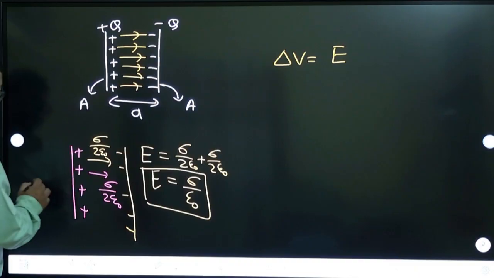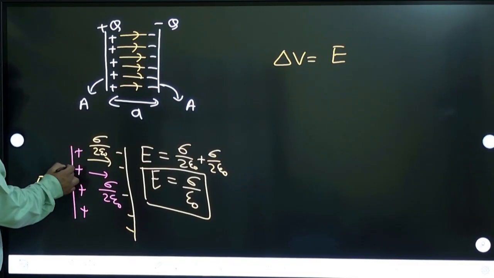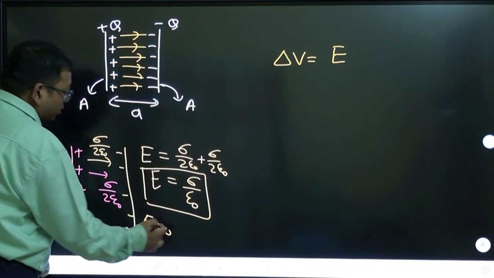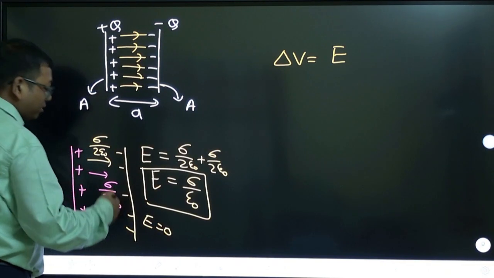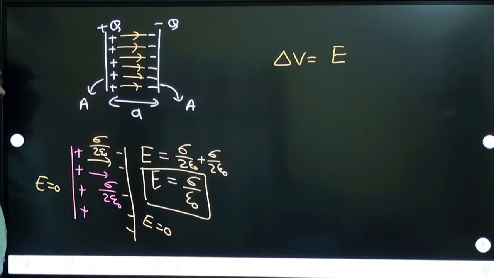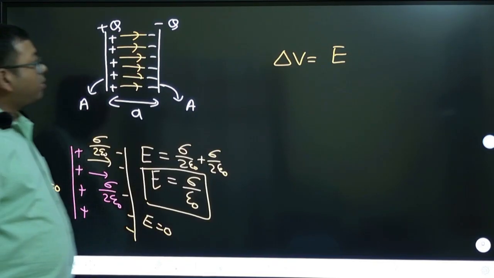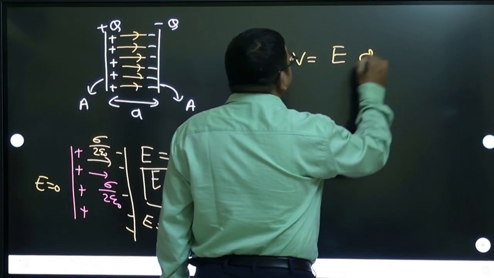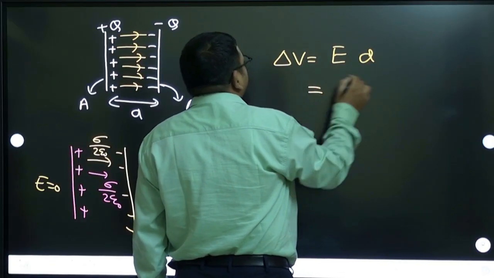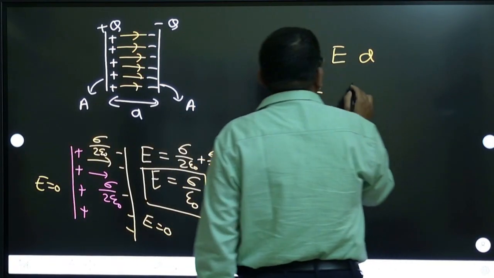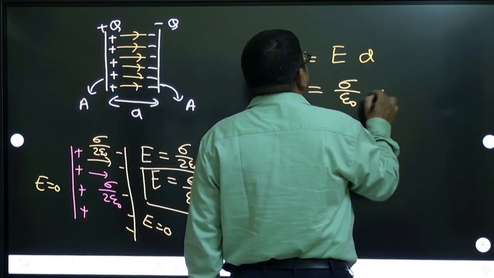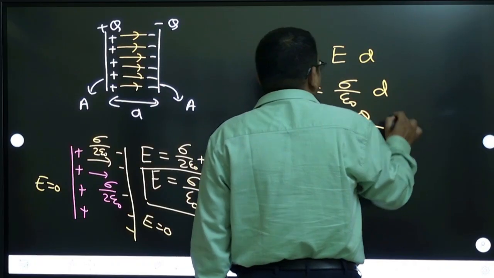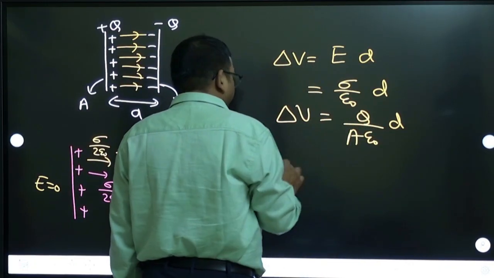And note that on this side the field is not there, because the positive plate's field and the negative plate's field cancel out. Here also the field is not there. So outside the parallel plate capacitor, the fields are zero. The field is present only in between. Now we will apply this, and the distance is d, so field times distance d is the potential difference. So the potential difference is sigma by epsilon naught into d, where sigma is charge by area.